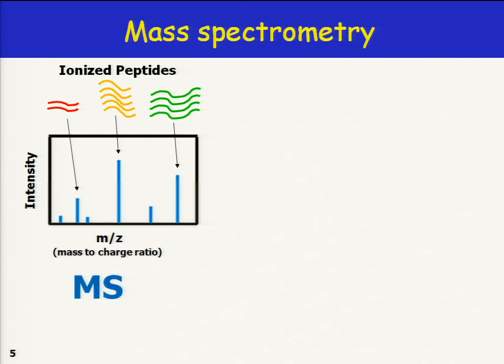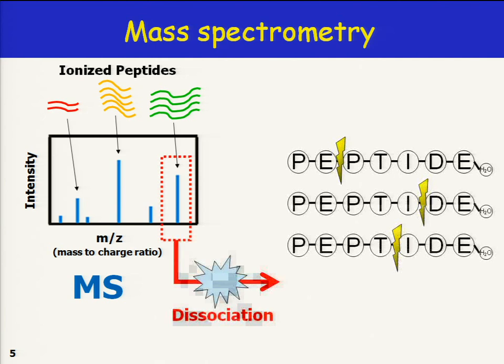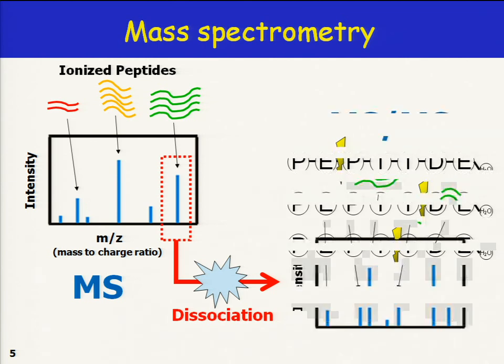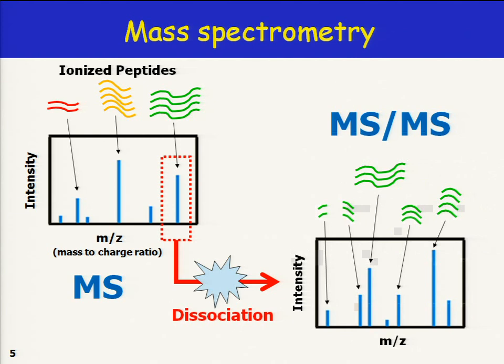The instrument then detects the data to produce a mass spectrum. Mass spectrum is a kind of two-dimensional data with peaks, and each peak records the mass-to-charge ratio on the X axis and the intensity detected on the Y axis. The instrument will select some of the peaks to be dissociated. The dissociation breaks peptide bonds, producing different kinds of fragments, and all of them will be detected to produce the tandem mass spectrum.